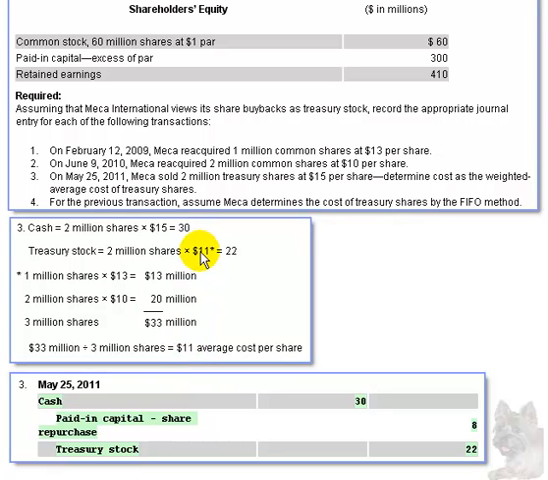So the 11 times the 2 million shares we reissue is the 22 million that has to be reduced from treasury stock, so we credit it. We debit cash at 30 million, and then we have a new credit to make the entry balance, which is paid in capital on share repurchase. Now let's take a look at number 4, which says for the previous transaction, assume the company determines the cost of treasury stock using the FIFO method.